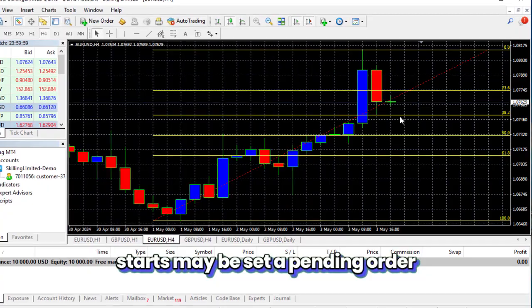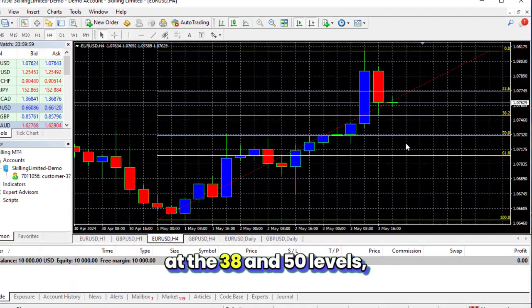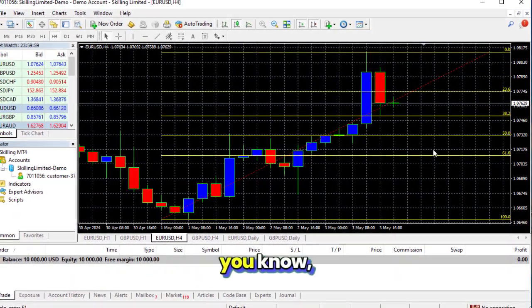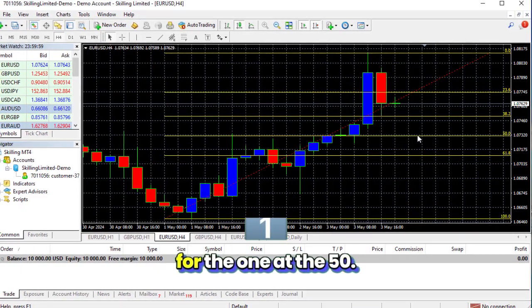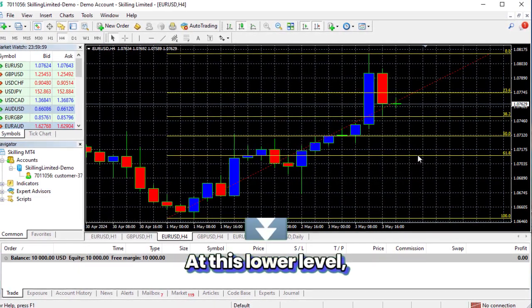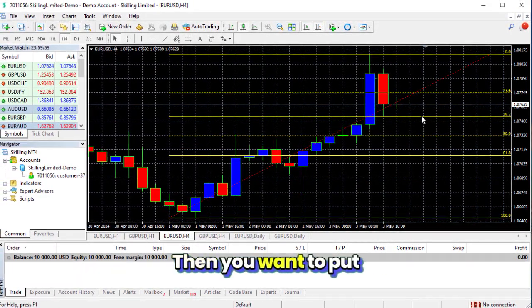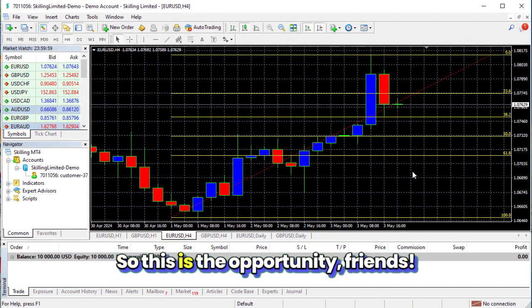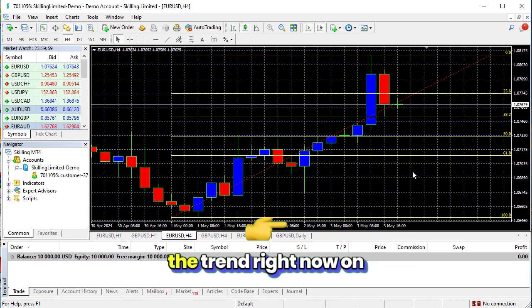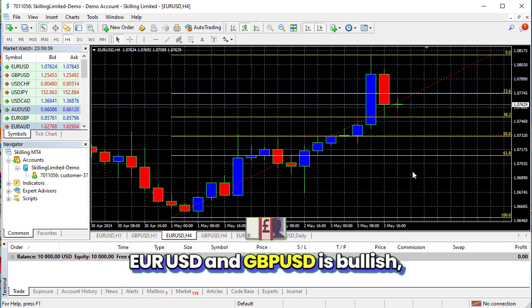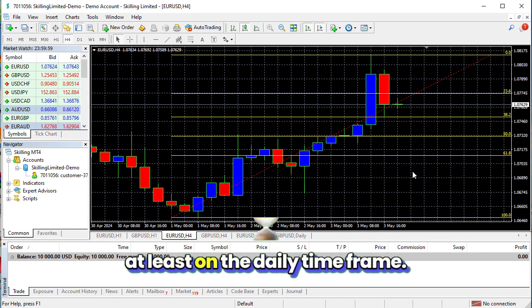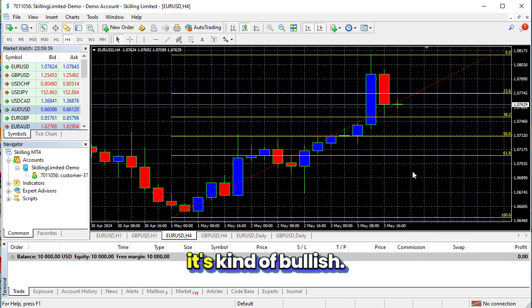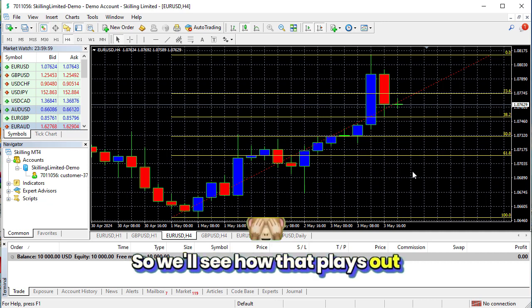So at the week start, you can set pending orders at the 38.2, the 50 and the 61.8. Put your stop loss for the one at the 50 at this lower level, for the 61.8 at this lower level, and for the one at the 38.2 just a little below the 61.8 level. So this is the opportunity, guys, in the coming week. The trend right now on Euro USD and pound USD is bullish, at least in the daily time frame. In the short term, it's bullish. We'll see how that plays out in the coming week.